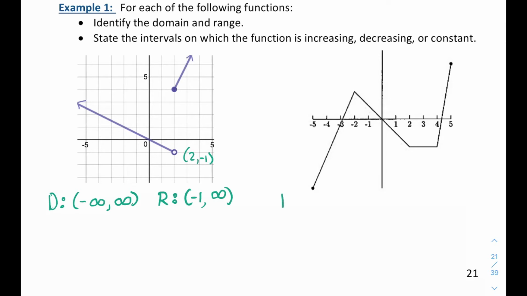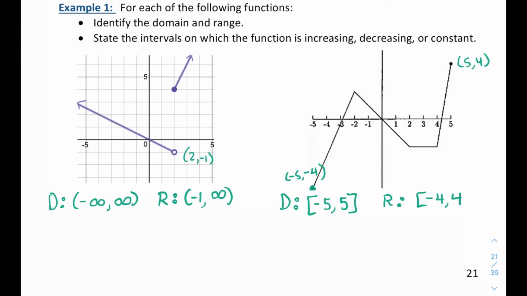For my function on the right, my x values go from negative 5 with a closed circle included point to positive 5. My range, I realized I didn't actually give you a scale on your y-axis, so let me give you some coordinates. Let's say those points are (5, -4) and (5, 4), which means my range goes from negative 4 to positive 4.